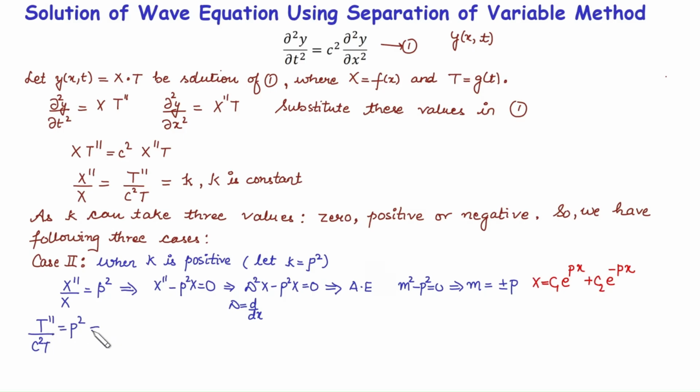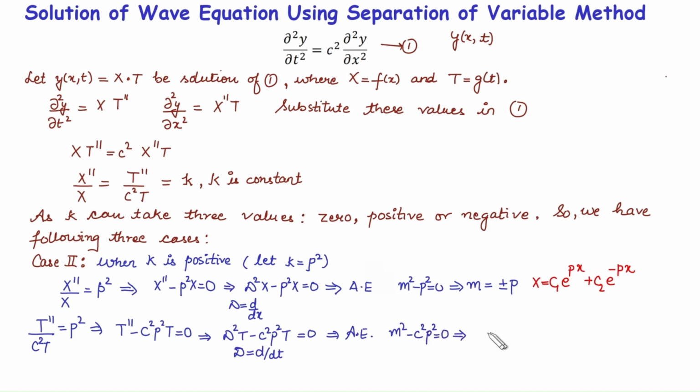On the other hand, here we get the second order derivative of T minus c square into p square into T is equal to 0. From here we can write the operator method as D square into T minus c square p square into T is equal to 0, where D here is the derivative with respect to time, that is t. Now what is the auxiliary equation we have in this case? D is replaced by m and T is replaced by 1.